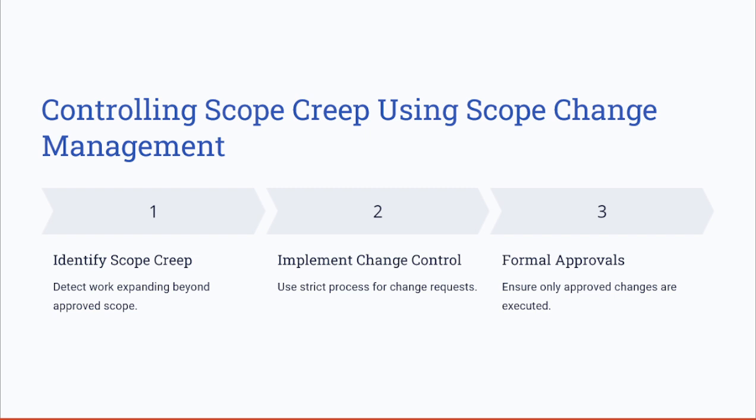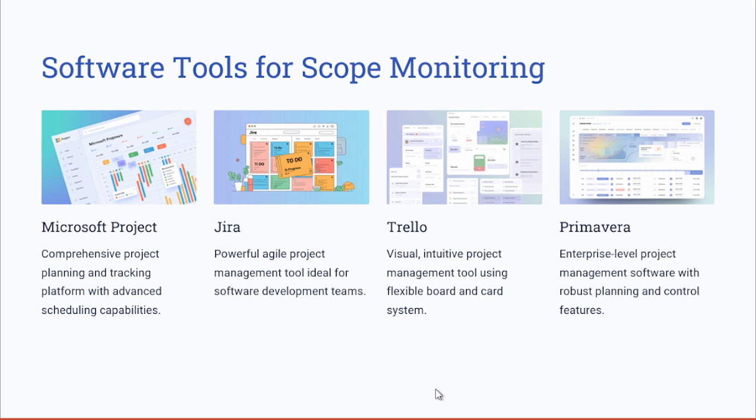Scope creep occurs when there are uncontrolled changes, or your work expands beyond the approved project scope without any proper control or documentation. Implementing a strict change control process ensures that only approved changes are executed, based on the assessed impact in terms of alignment with goals and impact on the overall project constraints. Using scope management tools like the change control board and formal approvals helps you maintain control over the scope and avoid falling into scope creep issues.